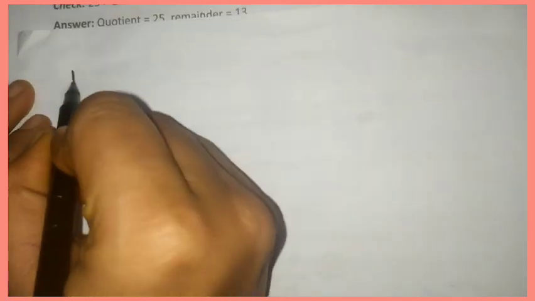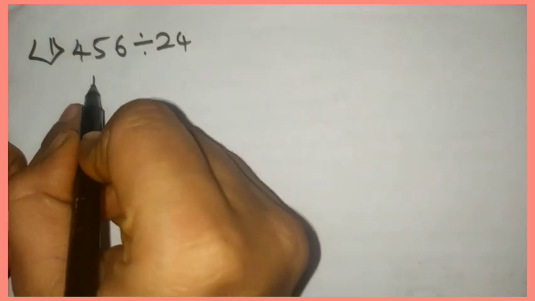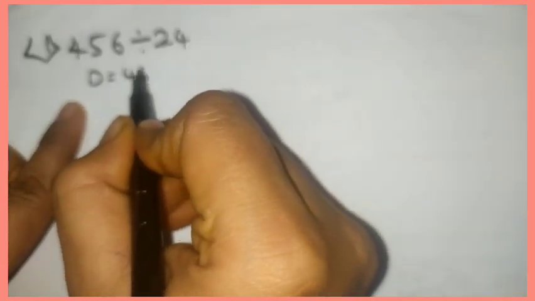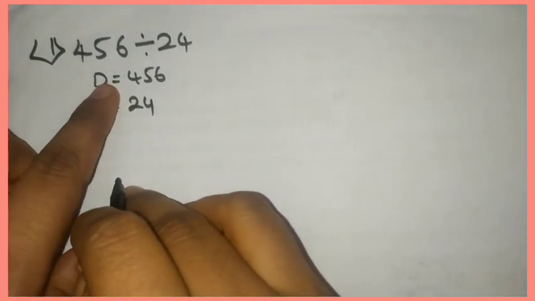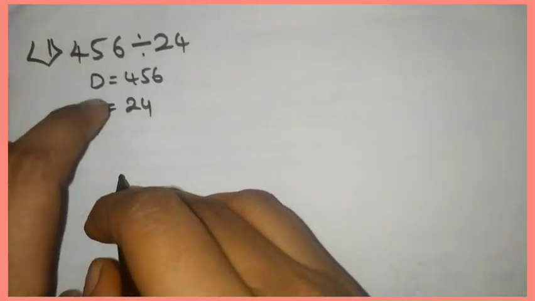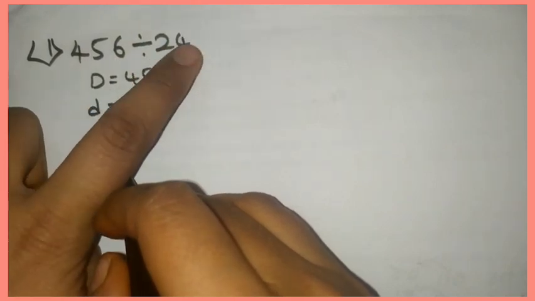For example, 456 divided by 24. Here the dividend is 456 and the divisor is 24. We have to write the divisor 24 table here.